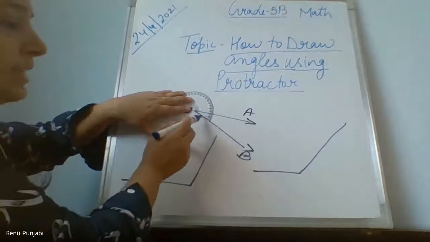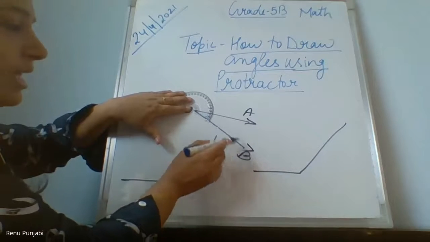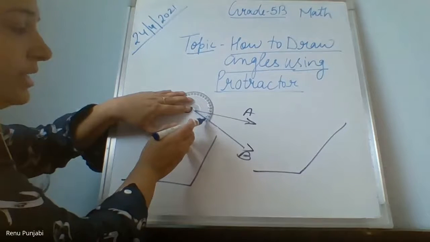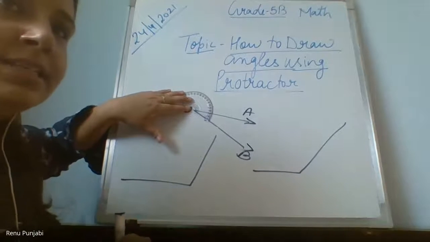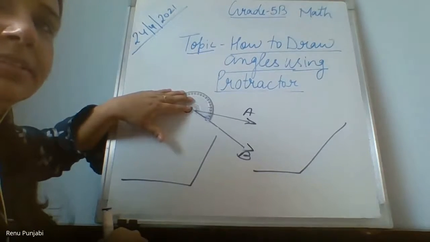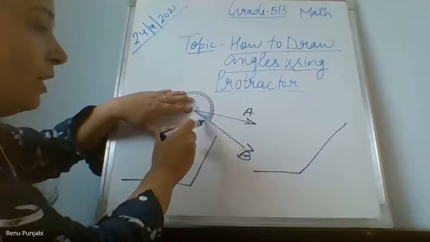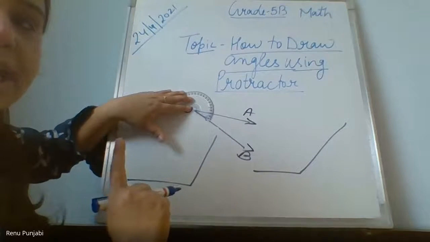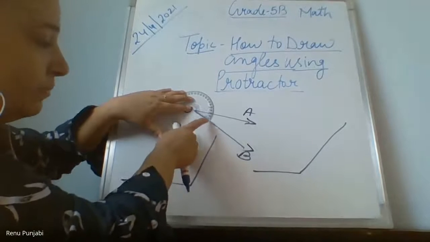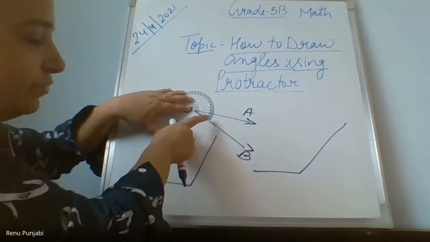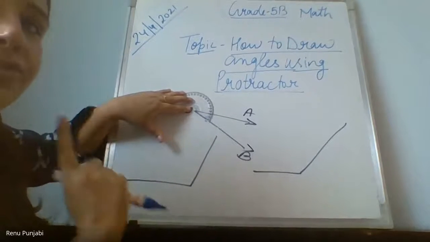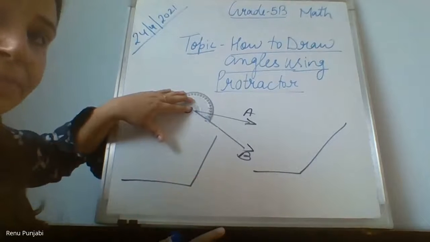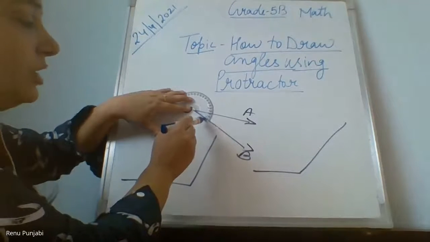Now, taking this as a baseline, I want to see where the zero is. Is zero at the inner scale or the outer scale? When I take it like this, zero is at the inner scale. So now I only have to see the inner scale. I don't have to see the outer scale because my baseline is here, and my zero is at the inner scale. I always measure the angle from the baseline and see the zero, and zero is at the inner scale.